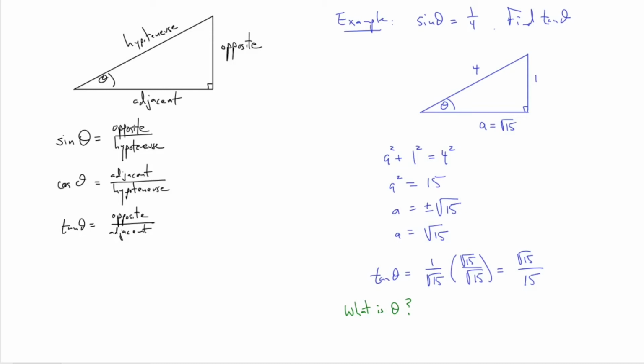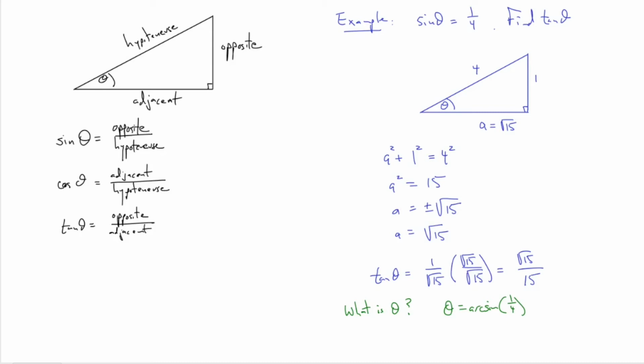Well, theta is defined as being the angle that has the sine 1/4. That makes theta, by definition, the arc sine of 1/4, or the sine inverse of 1/4. The angle whose sine is 1/4. We've got a great name for it. It's called the angle whose sine is 1/4, or arc sine of 1/4.